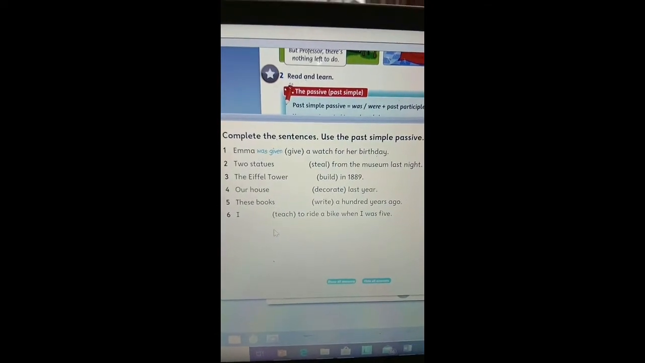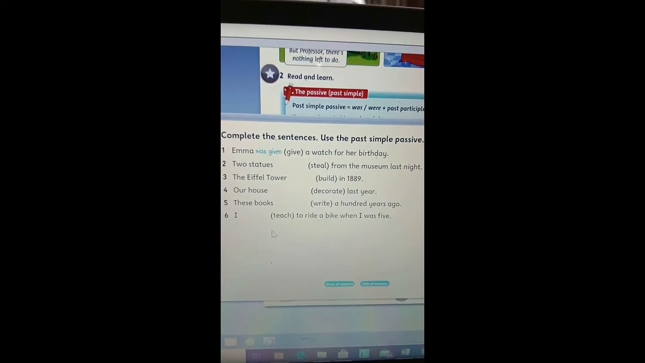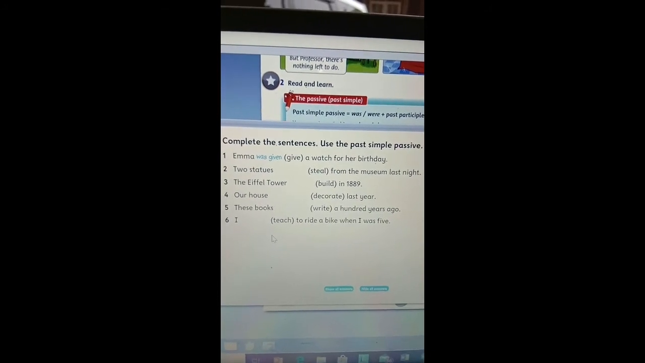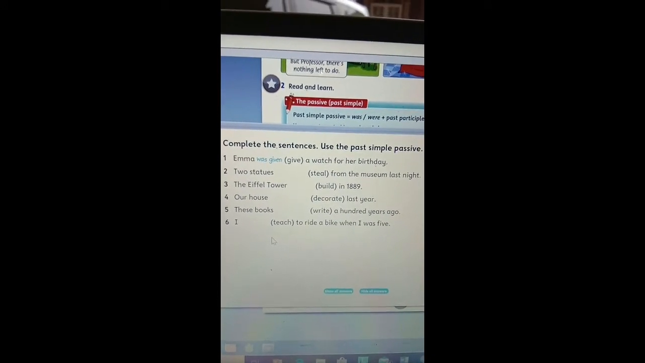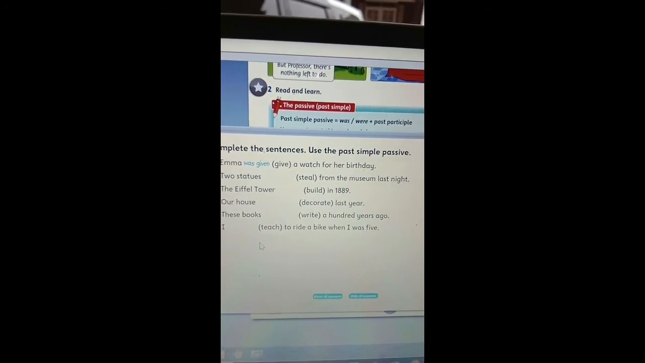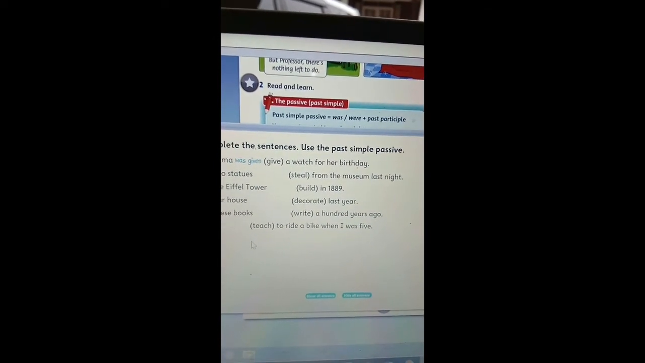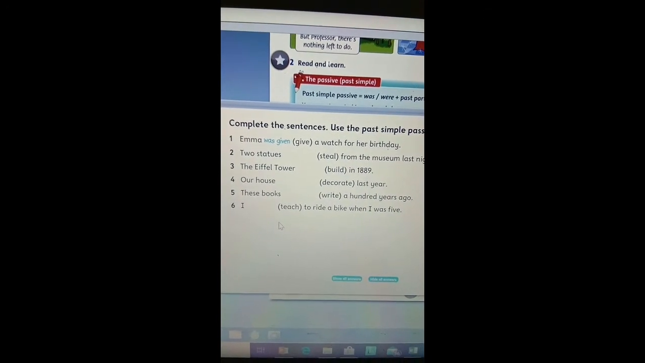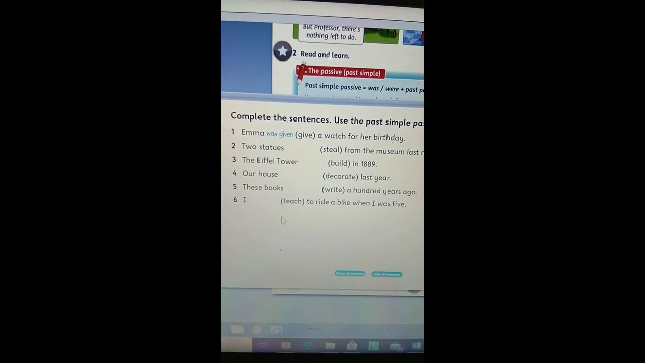Now in exercise 4, we have to write in the form of the verb we need. So it says use the past simple passive this time. So they're all passive. You might need to look at page 119 in the back of the book for the irregular verb list, because we need the verb 3, the past participle.